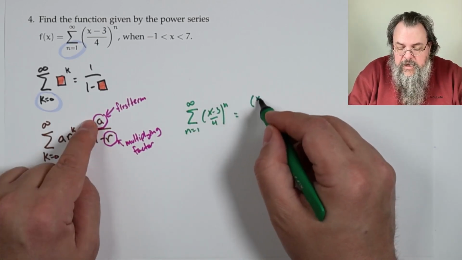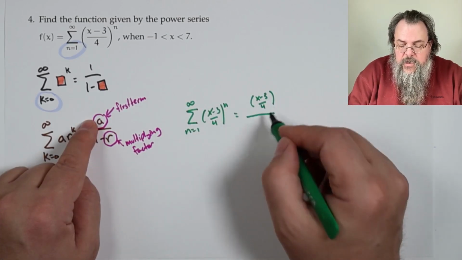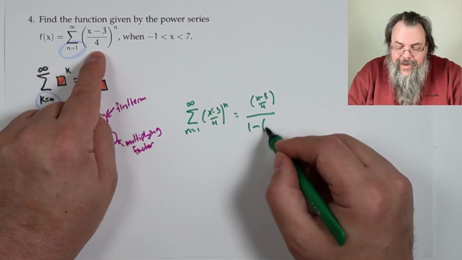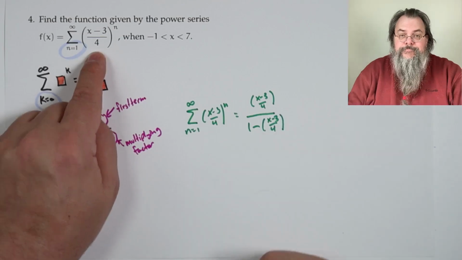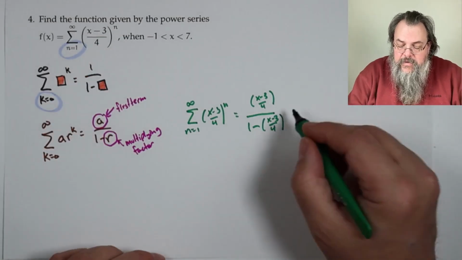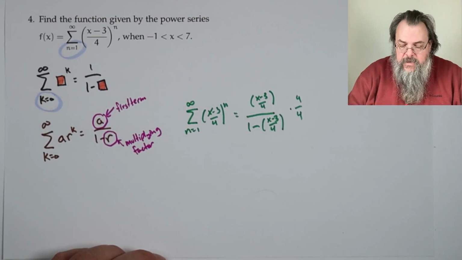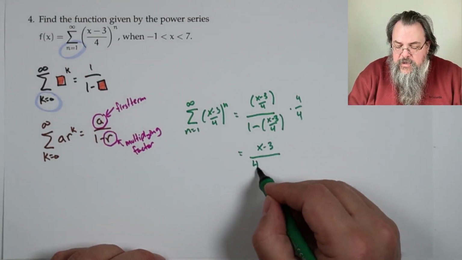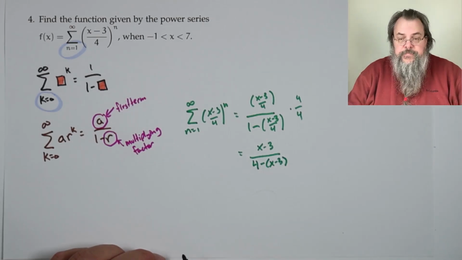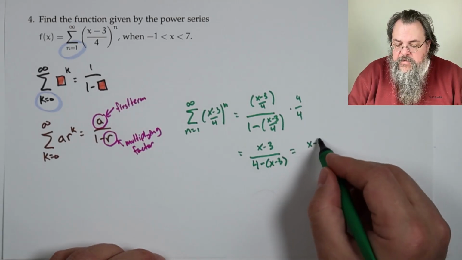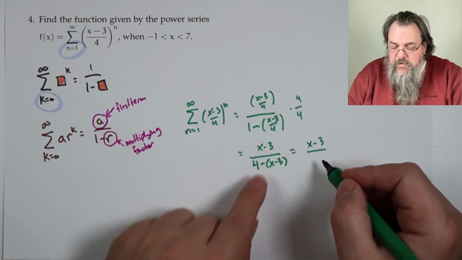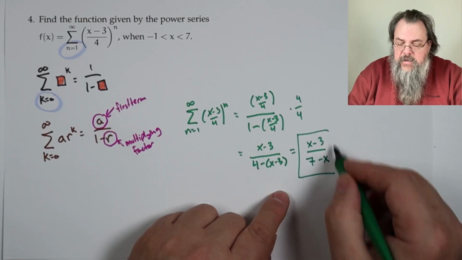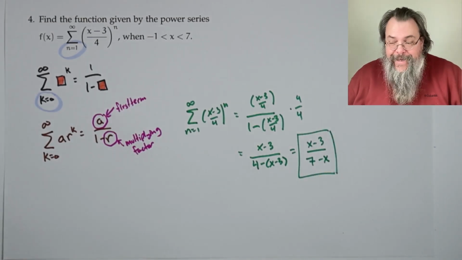First term, x minus 3 over 4, over 1 minus, okay, now what's r? Well, it's x minus 3 over 4. All right. And at this stage, multiply top and bottom by 4 over 4. If we do that, we get x minus 3 on the top. And downstairs, we'll get 4 subtract x minus 3. And that becomes x minus 3 over, and minus minus makes a plus, 7 subtract x. And there we go. Okay, now that's one way to handle it.